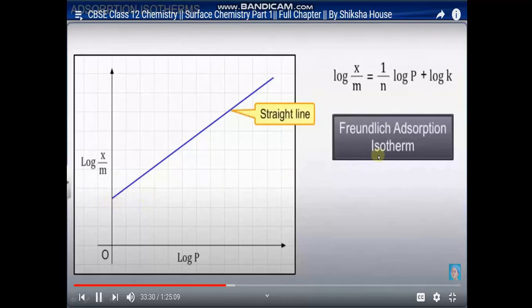So Freundlich isotherm explains the behavior of adsorption in an appropriate manner. As I told you earlier, the value of 1 by n lies between 0 and 1, and the probable range is 0.1 to 0.5. This equation holds good over a limited range of pressure. I hope the adsorption isotherm is clear to you, right?